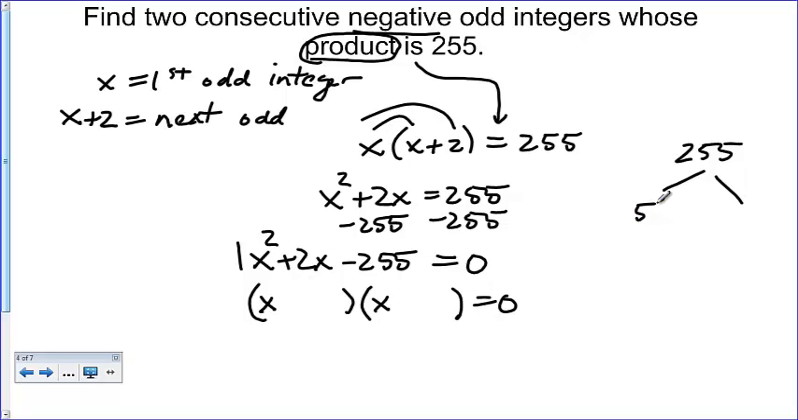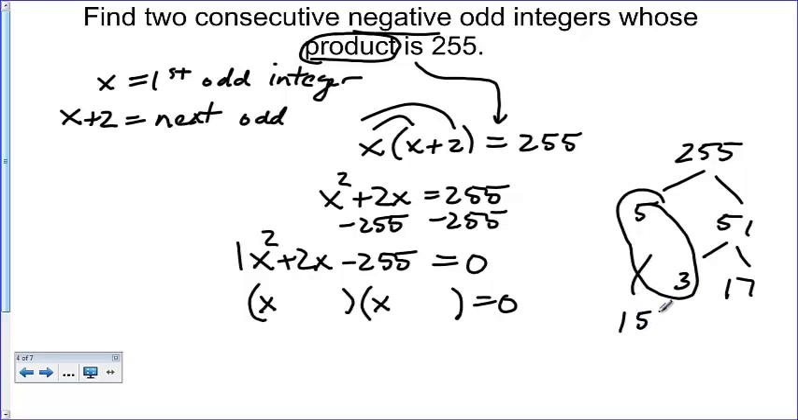Now what might be helpful is to get a factorization of 255 to find these two numbers. So I'll start with 5 times 51, and 51 is 3 times 17. So you know 255 is 5 times 3 times 17. I need two numbers that multiply to give me negative 255 and add to give me 2. What if I take 5 times 3, which is 15, and 17? I think that would work. So let's put the plus 17 here and the minus 15 there.